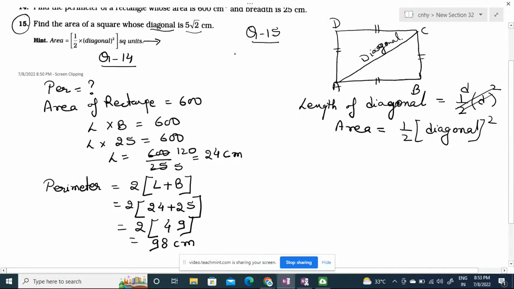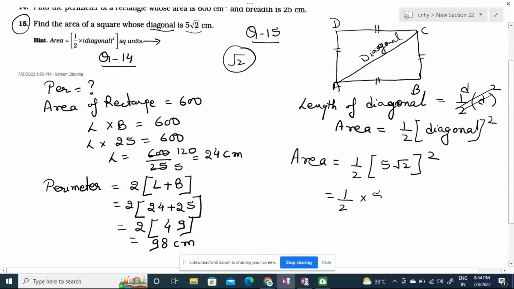You also don't know how to find the value of under root 2. Actually this is the syllabus of higher classes, class 9, but it is given in your textbook, that's why I'm going to tell you. How will we solve this? We write simply half into 5 under root 2 into 5 under root 2. Clear? So it becomes half into 5 into 5.